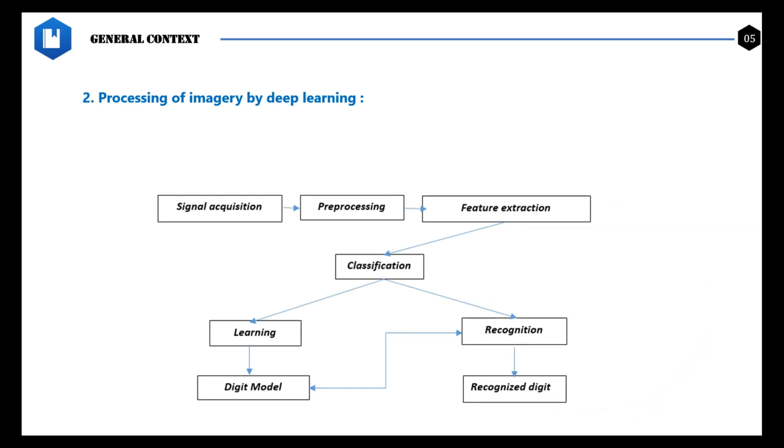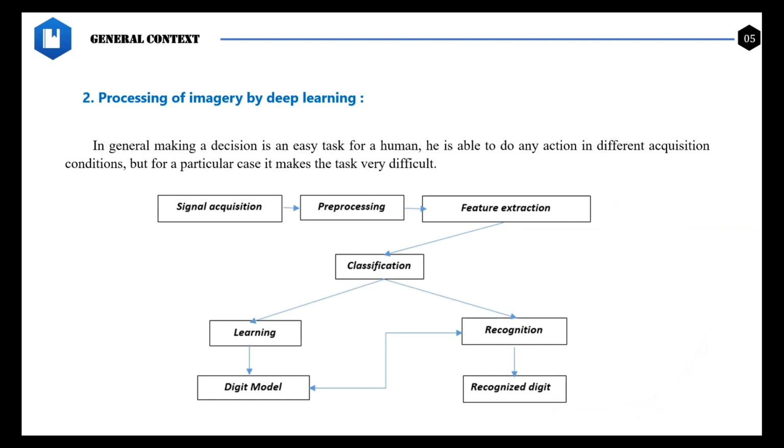So in general, making a decision is an easy task for a human. He is able to do any action in different conditions, but for particular cases it makes the task very difficult. The goal of a classification algorithm is to automatically associate a label with an object. This is a field of computer vision, where the object is an image and the label can be, for example, a word that describes the content of the image.